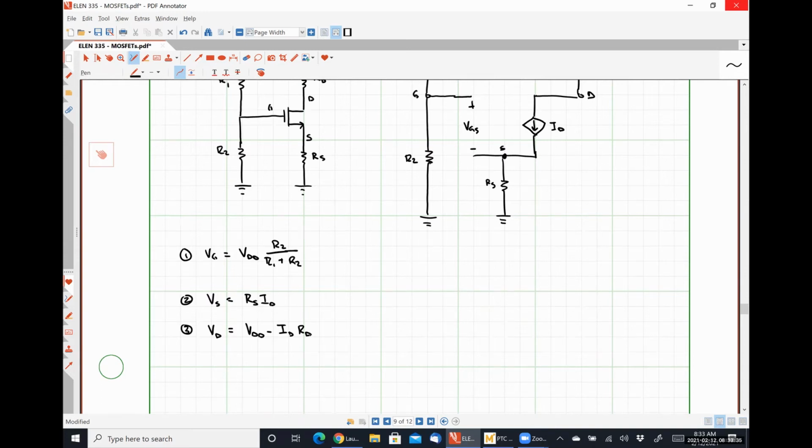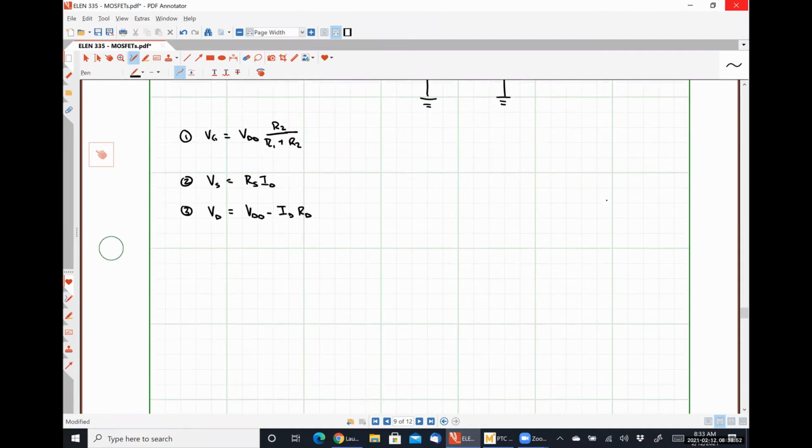From these relationships, we can actually write all the other different things we have, right? Because we know that VGS is simply VG minus VS, VDS is VD minus VS, and things like that. So these simple observations let us jump right into developing our fundamental equation for this guy.